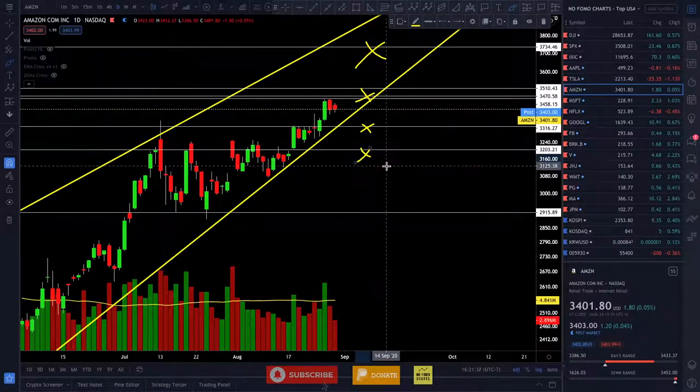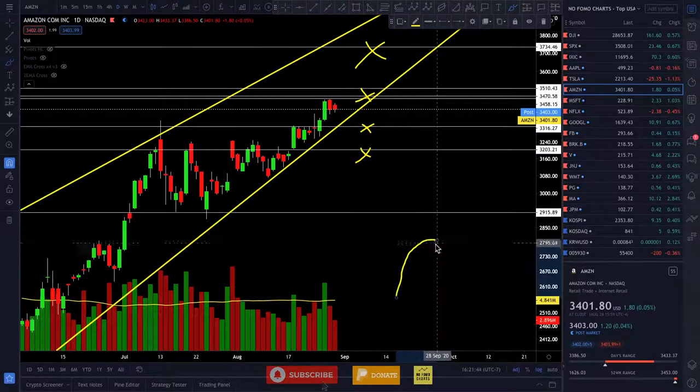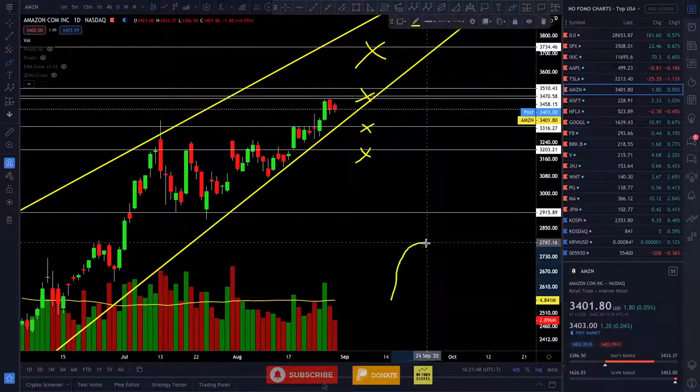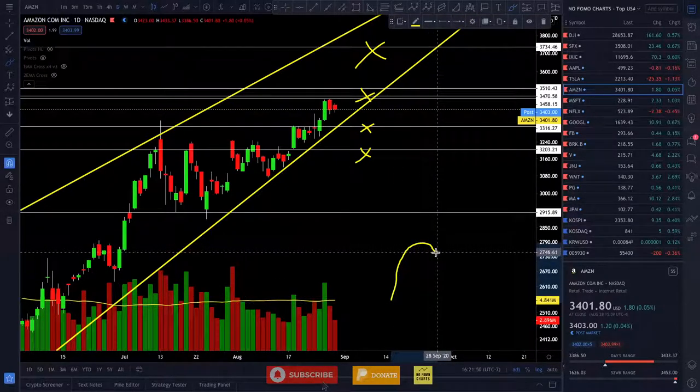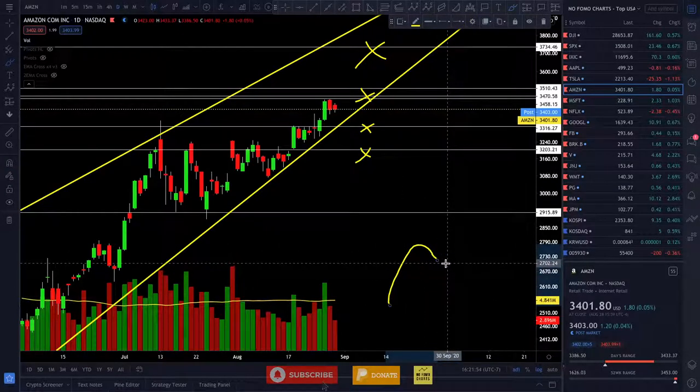3200. So if Amazon and Apple and Tesla start folding over and coming down, you can't see what I'm doing with my hands, but if it starts folding over, just pulling back a little bit, then probably the entire market itself is going to follow, right? You even want to watch Bitcoin at the same time. There's always these relationships.